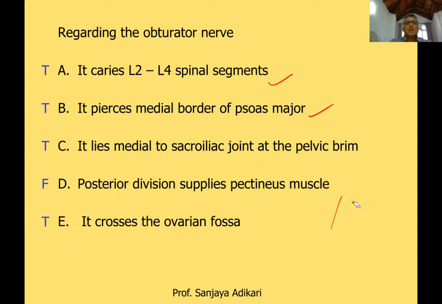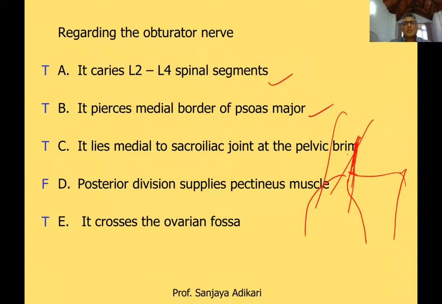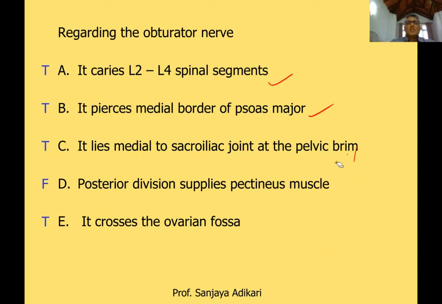Then it lies medial to the sacroiliac joint. Yes, if you get the sacrum here like this, once it comes out from the medial border of the psoas major, it passes like this. It lies medial to the sacroiliac joint at the pelvic rim. The posterior division supplies the pectineus muscle? It's the anterior division that supplies. Then it crosses the ovarian fossa. Yes, it crosses the ovarian fossa, and it actually lies between the ovary and the acetabulum, lying laterally. I told about this before.